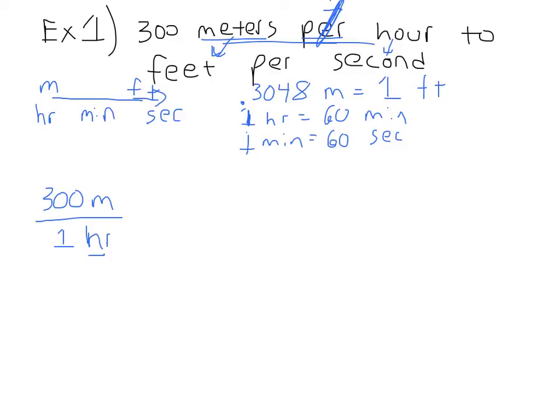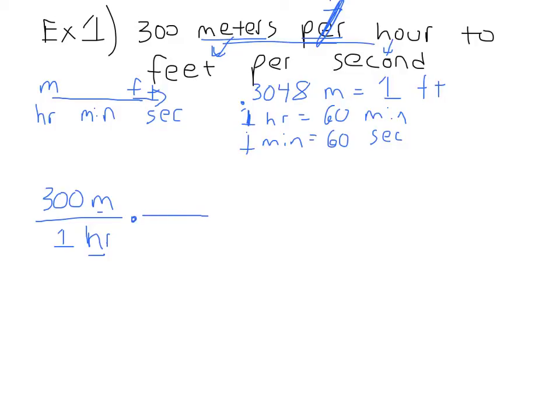Alright. Now, here's kind of the tricky part. We need to cancel both meters and hours. We are only going to focus on canceling one at a time. I always like to start by canceling whatever units are in the numerator here. So let's cancel our meters. How do we cancel meters? We want to get rid of it.